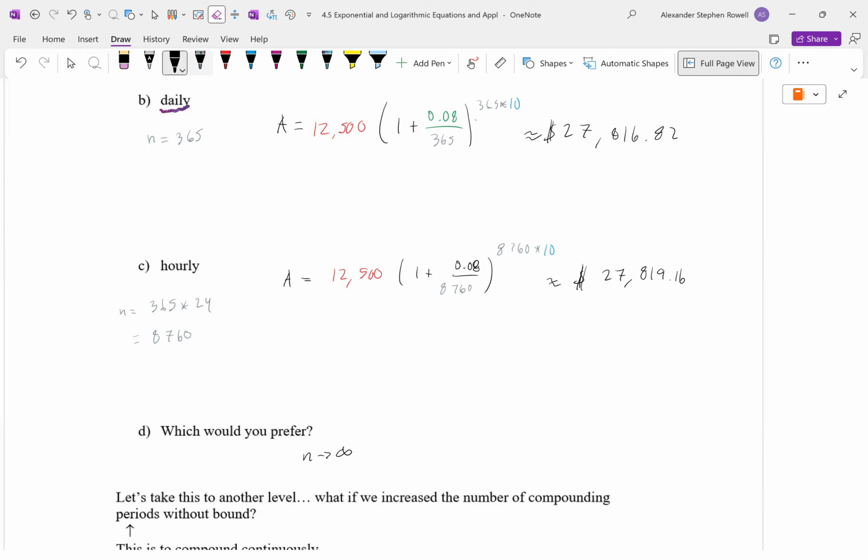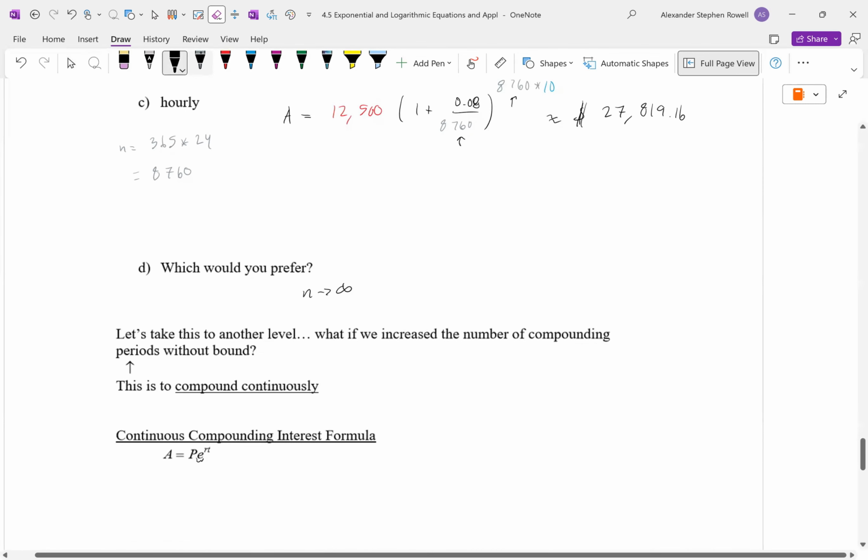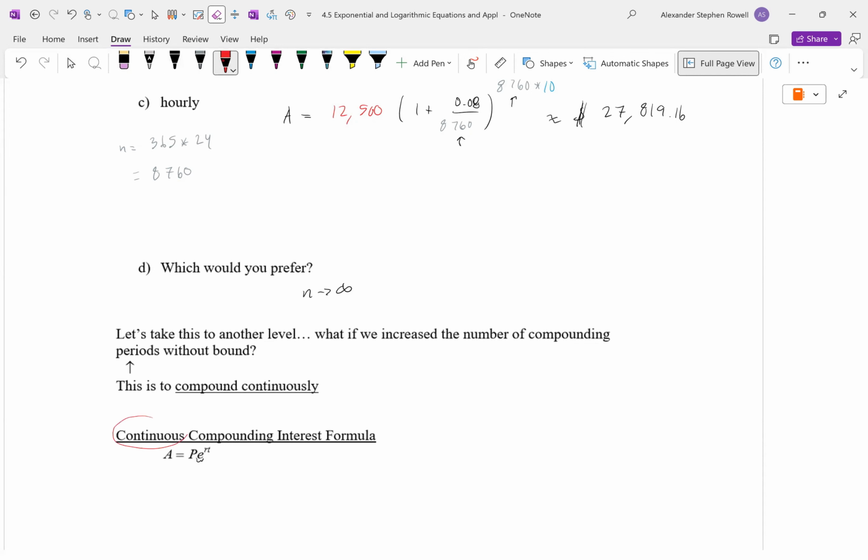And what happens as you have this number go to infinity is this magical number e occurs. And so the equation changes to P times e to the power of rt. If you see continuous compounding, we're going to use this equation instead. If you want to prove this from scratch, we'd have to take first quarter calculus.